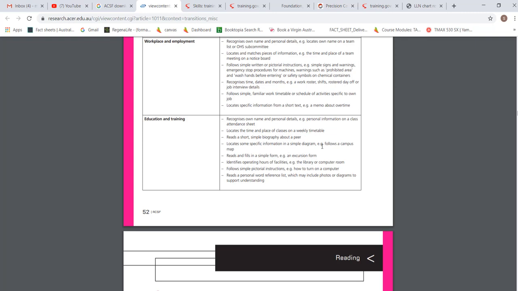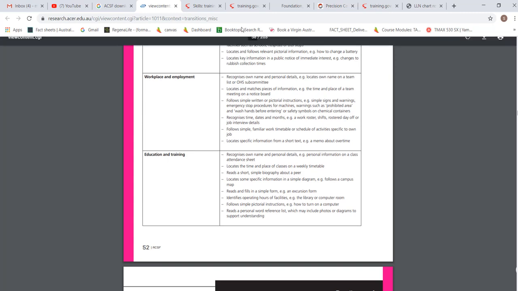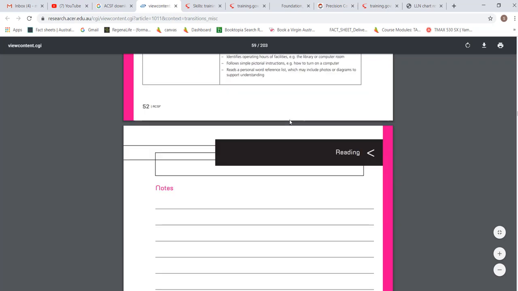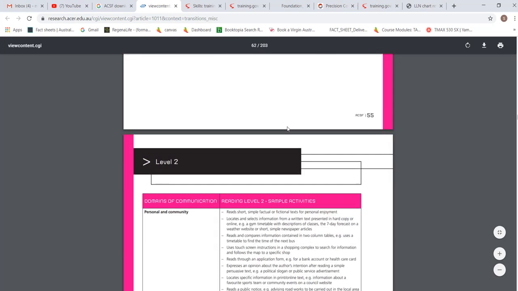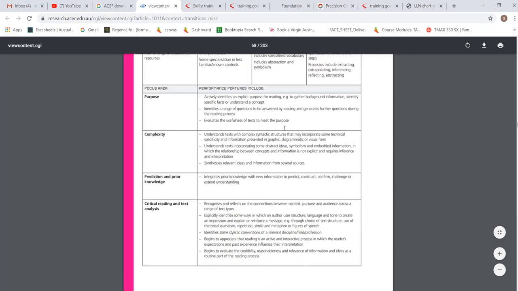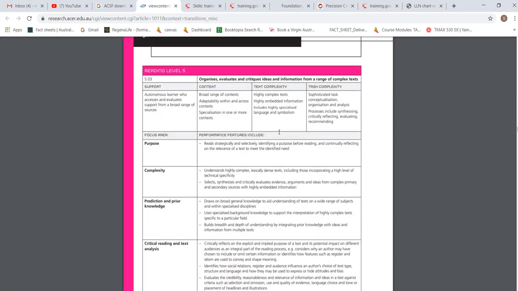Also, it gives us great ideas if we wanted to support students in these particular levels. We could come here and actually use some of these ideas as support activities in our training room. Okay, so scrolling down, I'm just going to scroll down to, let's say, level 5.